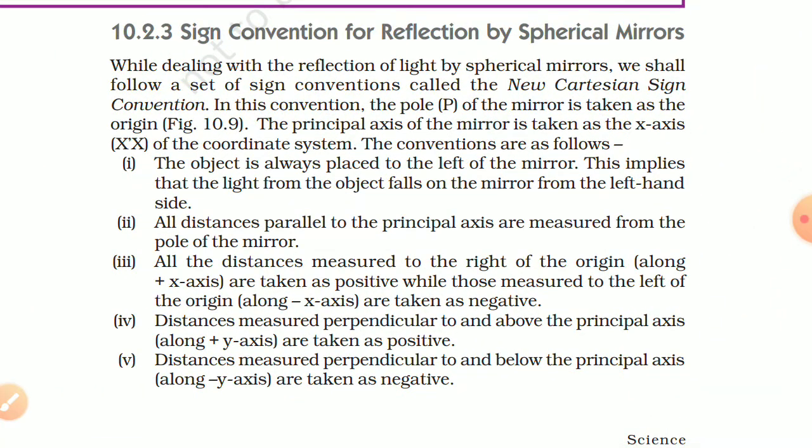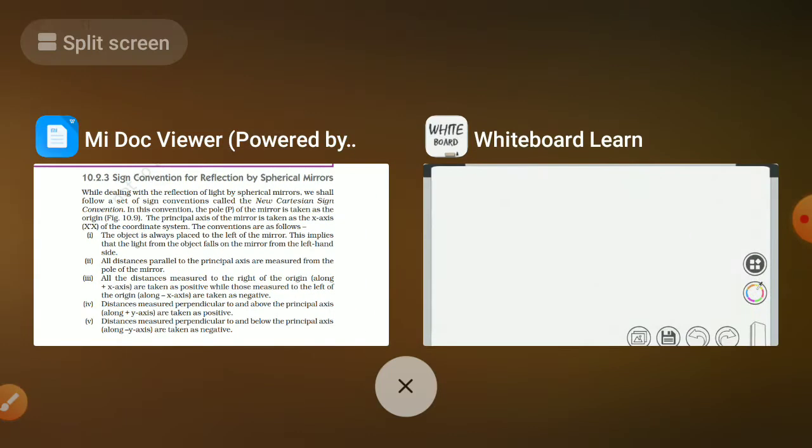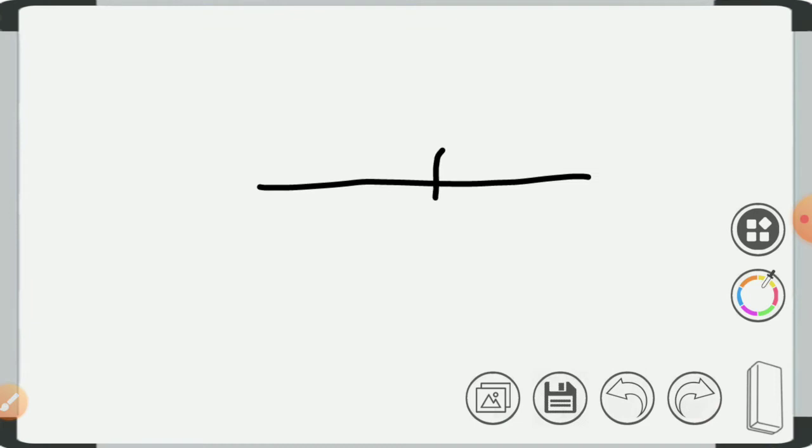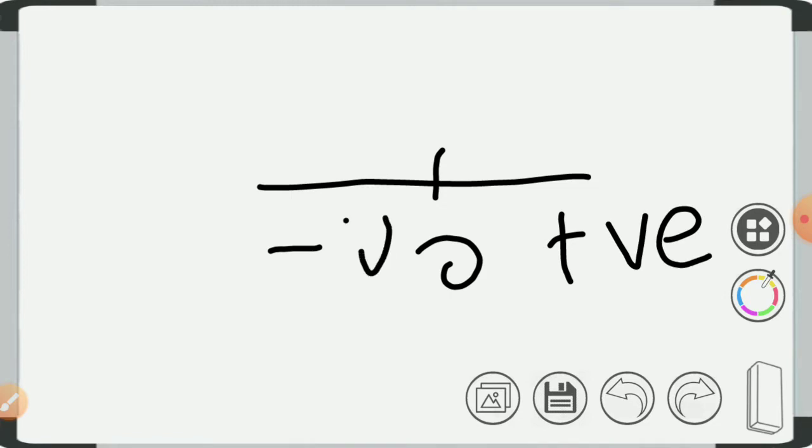All distances measured to the right of the origin are taken as positive, while those measured to the left of the origin are taken as negative. As in the number line, on the right we get positive values and on the left we get negative values. So every time we place our object on the left side, the distance of that object will be negative.